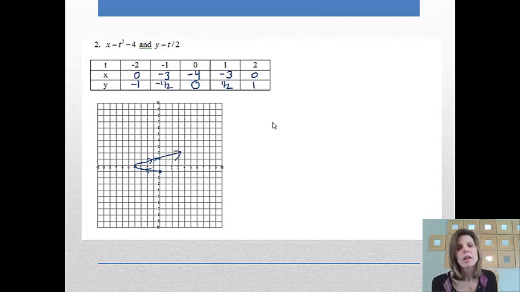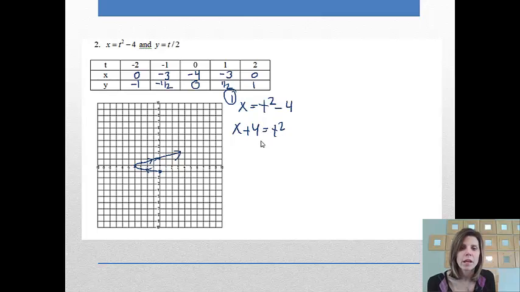All right, so now if we wanted to eliminate the parameter, again, I generally like to start with the x equation. So step 1, x equals t squared minus 4. We will solve for t, so I'll add 4 to both sides. And then I will take the square root. Remember, when we square root, we do have to put plus or minus. So I'm going to get t equals plus or minus the square root of x plus 4.